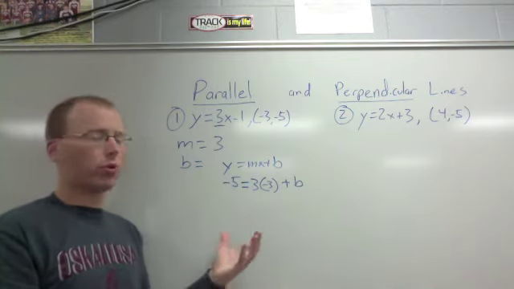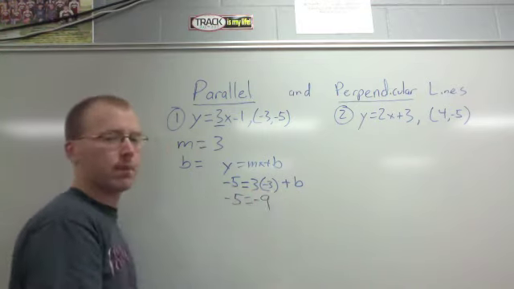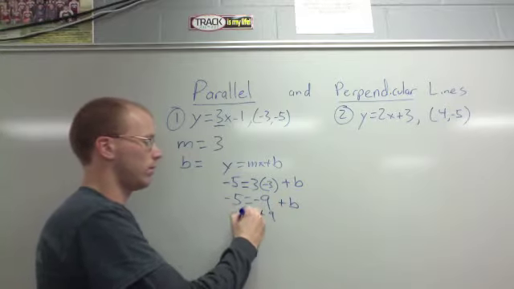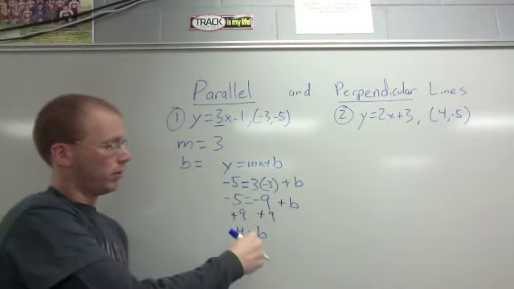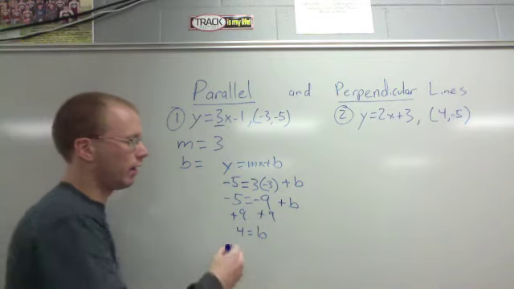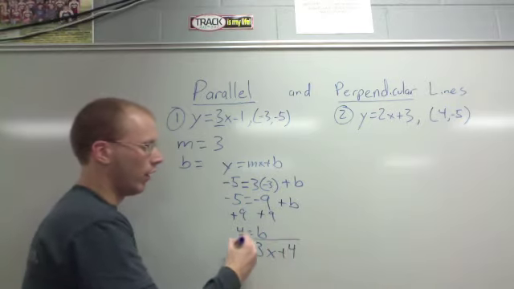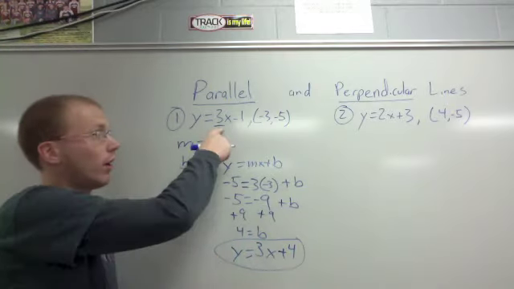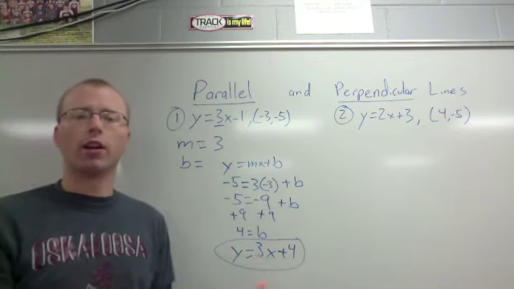So now that we've substituted in, we're just going to solve this equation for b. 3 times -3 is -9. And then we can just add the 9 to the other side of the equation. And we get b is 4. So we have our slope and our y-intercept of this line. So we can now put that into slope-intercept form to get our line. So since our slope is 3, and our intercept is 4, our final answer is y equals 3x plus 4. And this line is parallel to our given line and passes through this point. So that's how we write parallel lines.